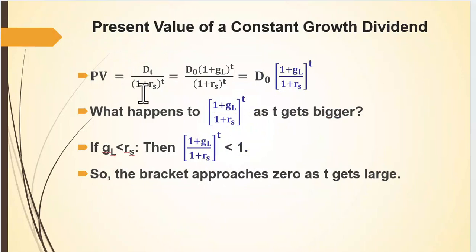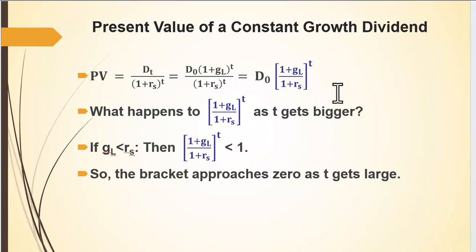So the present value, again, D2 divided by 1 plus R sub S. How do you find D sub T, any dividend in the future? You take today's dividend, you multiply by 1 plus G sub L, the growth rate, to the Tth power. Then you divide that by 1 plus R sub S, again, to the Tth power. This is just the present value of all the future dividends from here to infinity. D0 then, multiplied by this factor, lets us know about values, right?